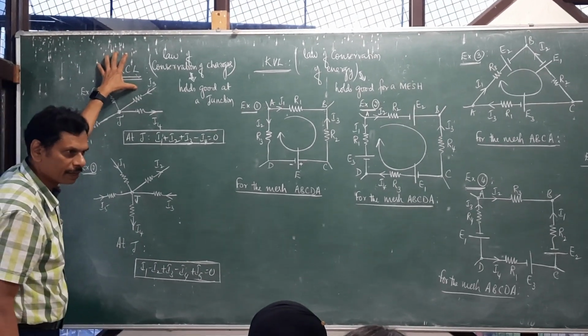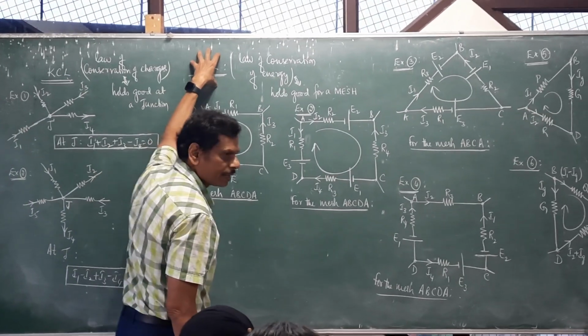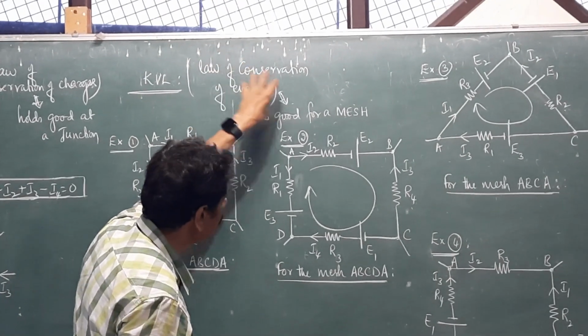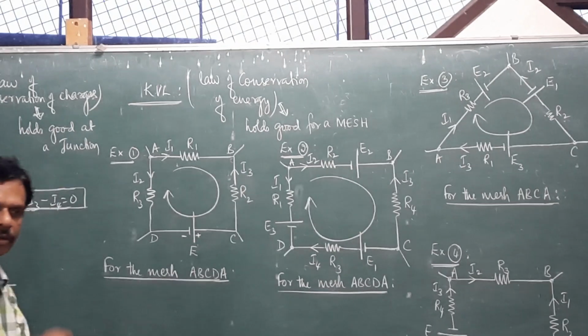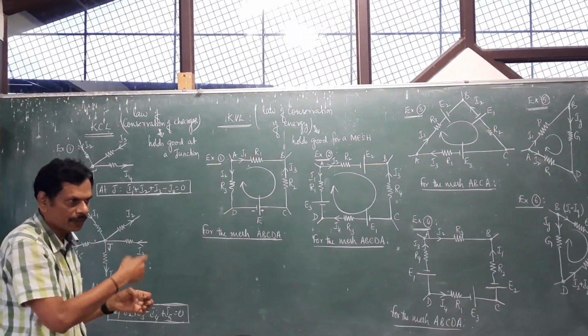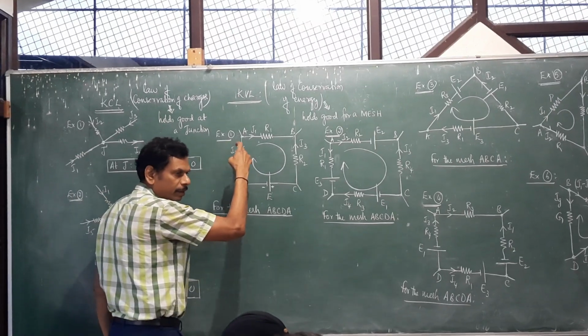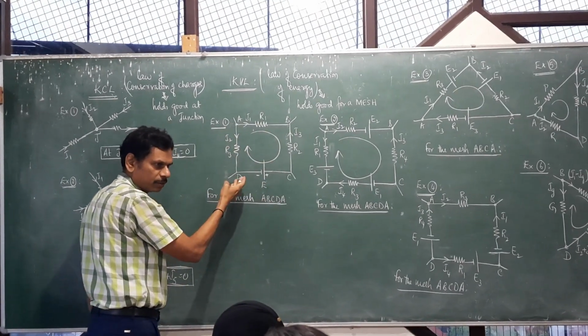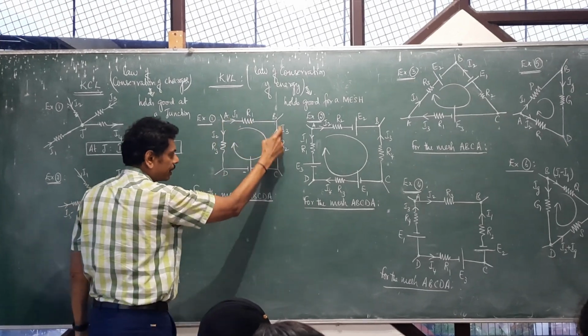Otherwise, Kirchhoff's current law. Coming to Kirchhoff's voltage law, where the law of conservation of energy holds good, and this is applicable only for a mesh. Mesh means a closed path where the circuit elements are there and the current is flowing. If there is a closed path, only then will the current pass through. That is the meaning. So this is a mesh here.